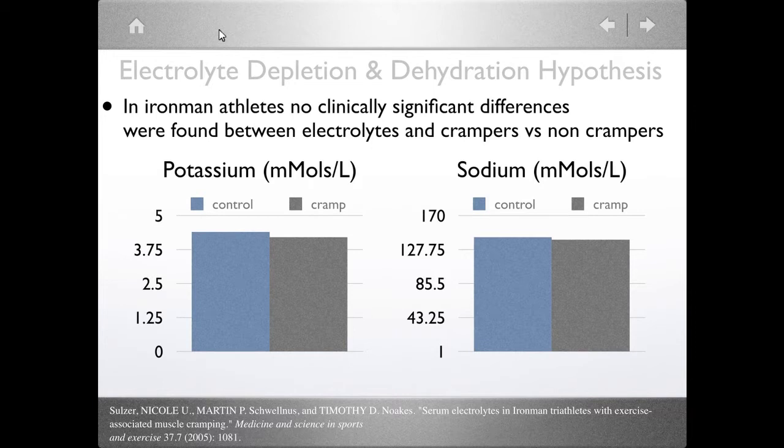However, Sulzer, out of Tim Noakes' lab, sort of changed things here. As you know, Tim Noakes has changed some ways in which we've thought, and this is very controversial, but basically they compared Ironman athletes' potassium and sodium levels between crampers and non-crampers, crampers being gray, the non-crampers being the blue. Basically, you notice there's no significant difference in potassium or sodium. So this didn't really support the electrolyte hypothesis.